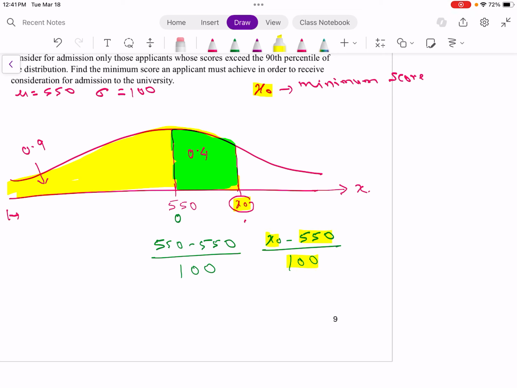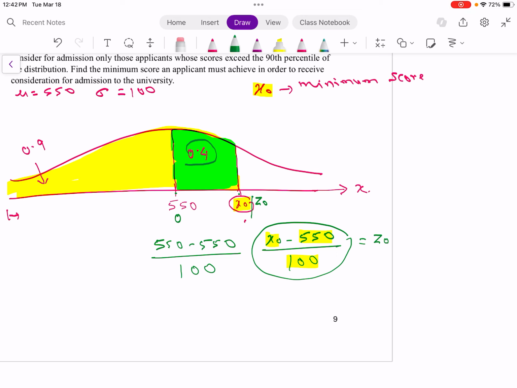Now, so this is the g value for x naught. This is the g value for x naught, right? Now, can we find the g value for x naught, since we know the area is 0.4 from 0 to this x naught? So let me call this g naught. Now, is there any way we could find g naught from the normal table?